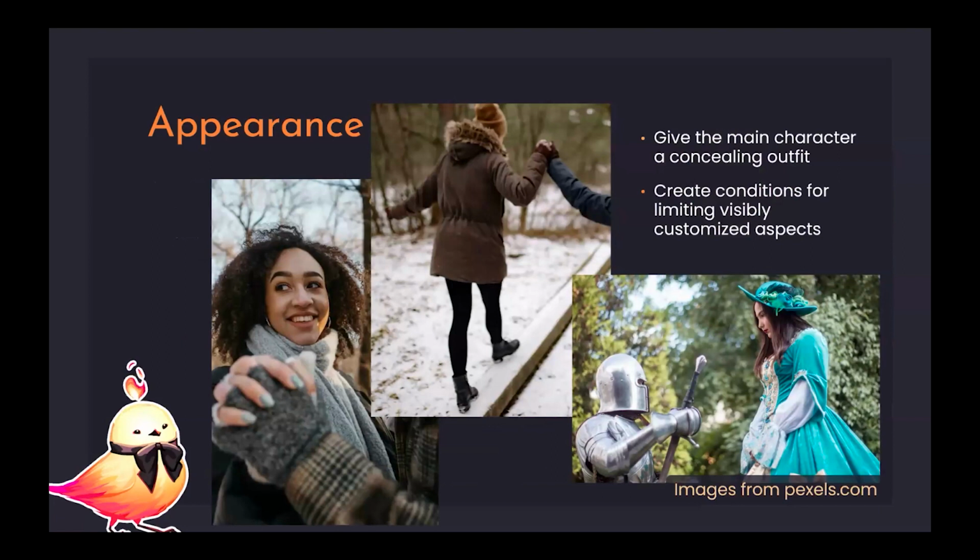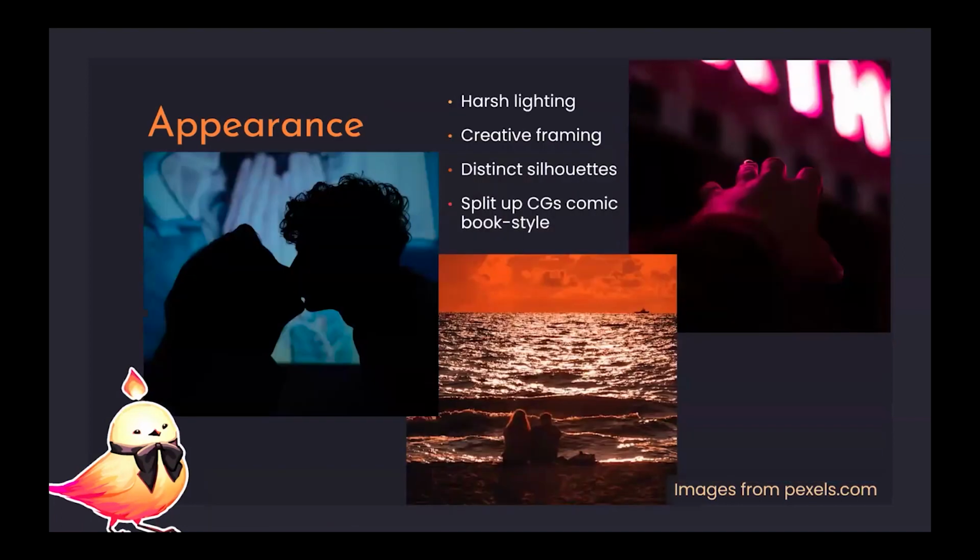You might show the main character's hand cupping a love interest's face while wearing gloves because they are outside during the winter to avoid needing skin color or hand size variation. Use harsh lighting or framing to avoid showing too much detail. Write your story so the main character is wearing a specific outfit or a hat so their silhouette is distinct, but leaves the details up to the player. Consider also splitting up CGs comic book style with close-ups on some key areas, like hands, to show interaction, but keep the main focus of the art on the other characters.